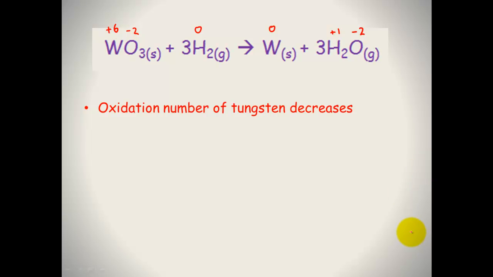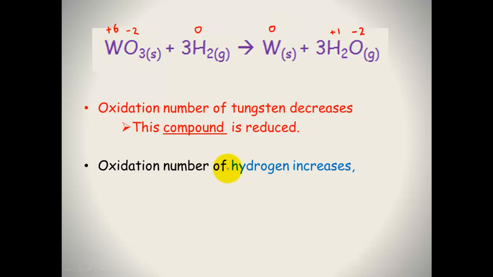Now it's quite simple to see what's going on. So, the oxidation number of tungsten decreases. It decreases from +6 to 0. So, this compound is reduced. It's had a decrease in oxidation number, +6 to 0, so it's been reduced. The oxidation number of hydrogen increases. Hydrogen goes from being 0 to +1. So it's increased, so hydrogen has therefore undergone oxidation. It's gone from 0 to +1. Increase in oxidation number means oxidation has occurred.